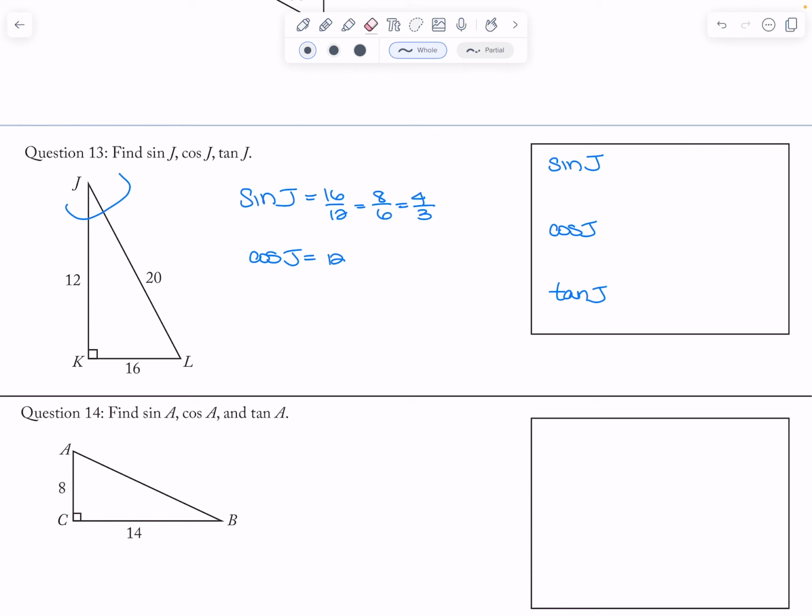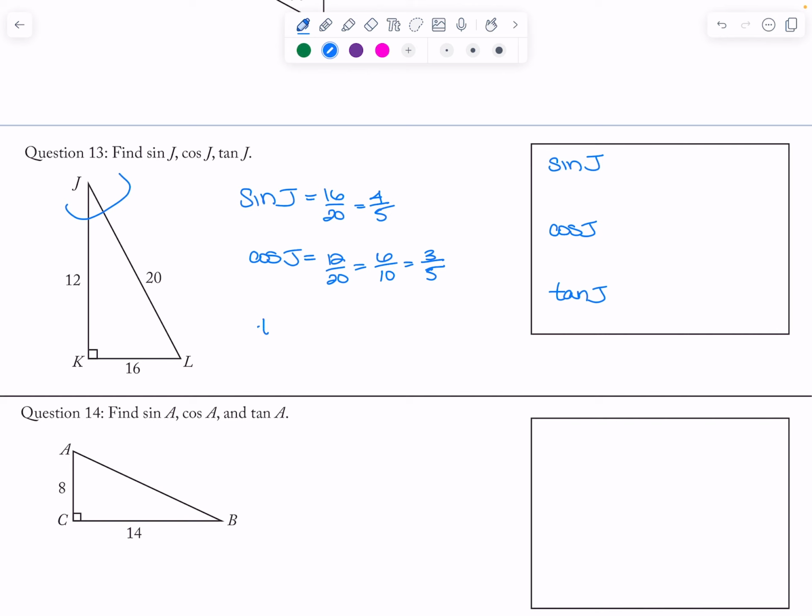Alexa, stop. I messed this up. It's not 16 over 12. I lied. It is opposite over hypotenuse, which is 16 over 20. So I divide by 4, and I get 4 over 5. My cosine is 12 over 20, so adjacent over hypotenuse, which is divide by 2, so 6 over 10, which is 3 over 5.